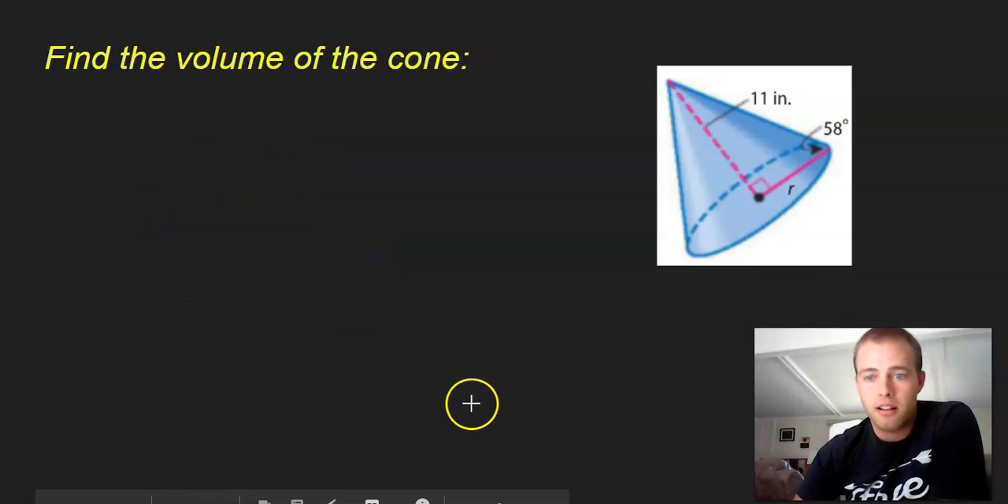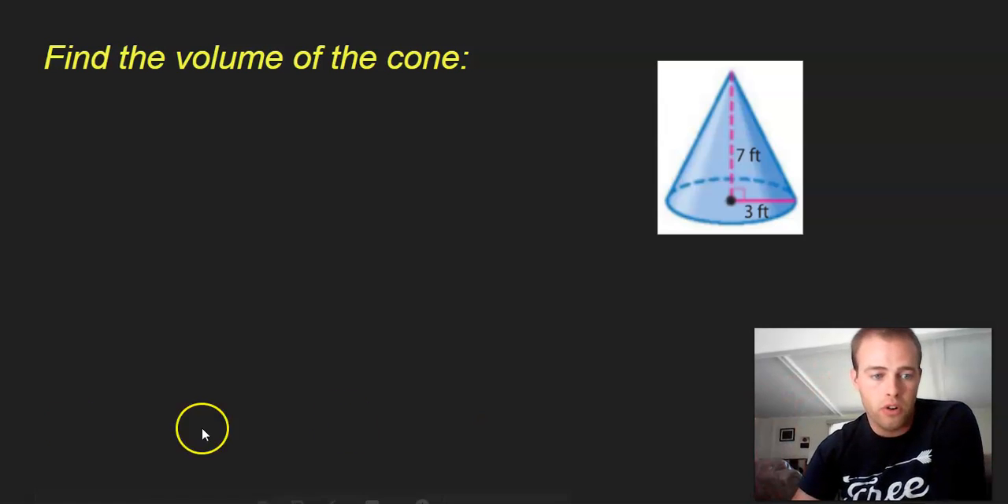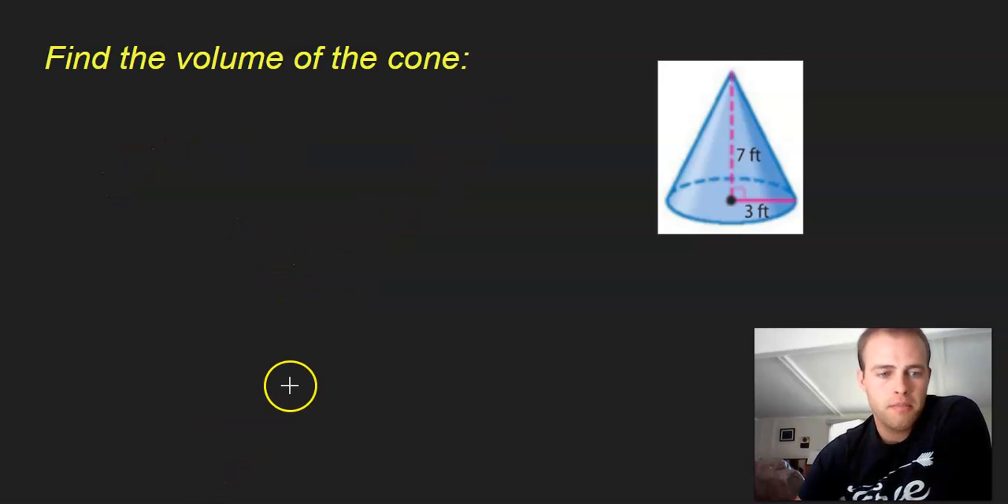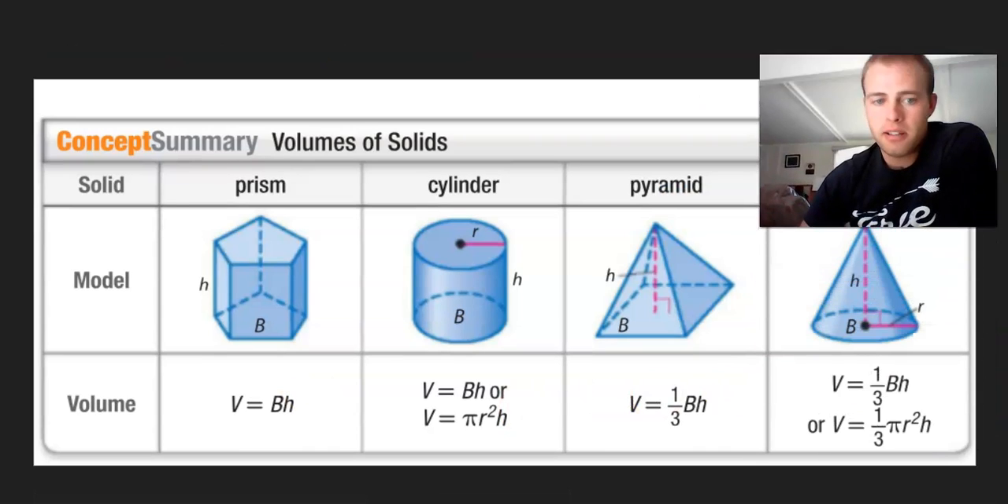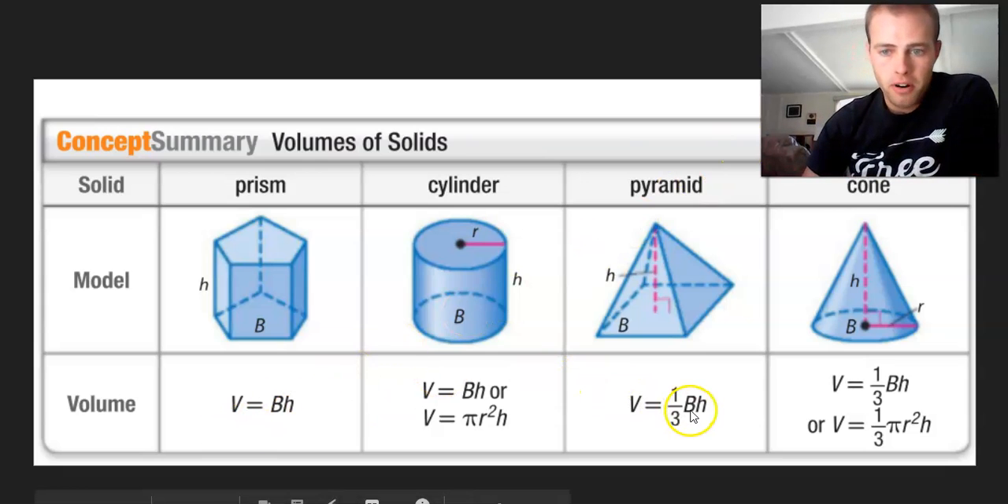All right, last one. Find the volume of this cone by your lonesome. And a little plug and chug should come up with 66.0 feet cubed. Basically, two formulas from this lesson, actually this combo lesson. Base times height and 1/3 base times height.